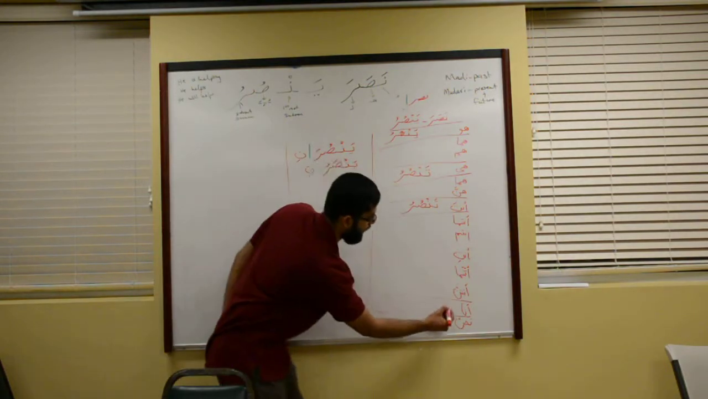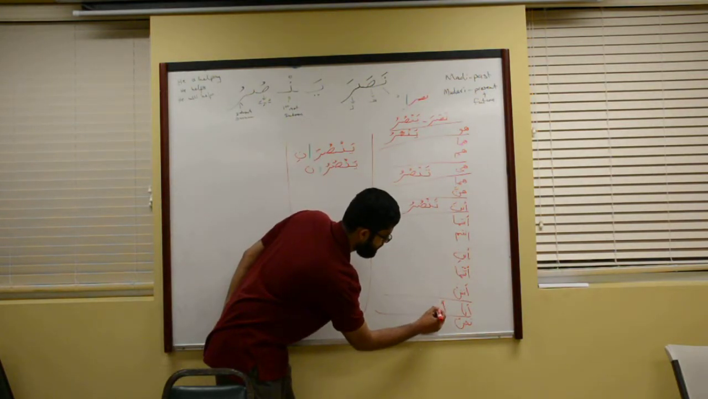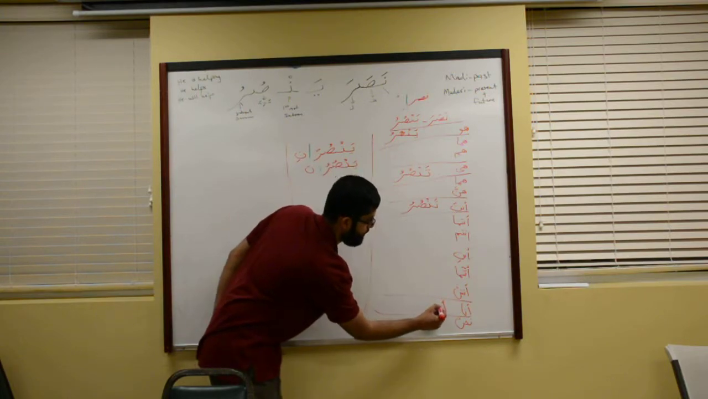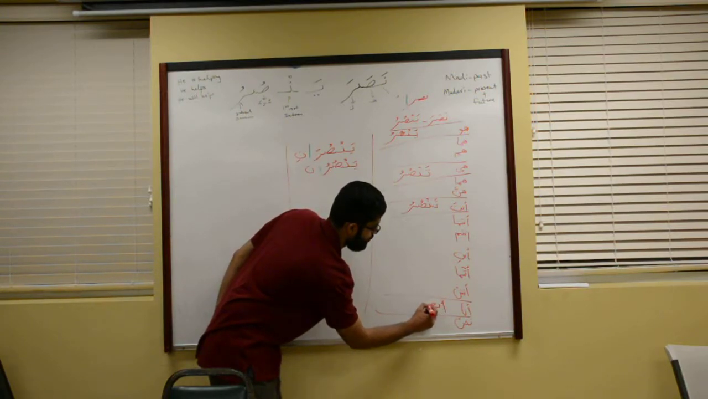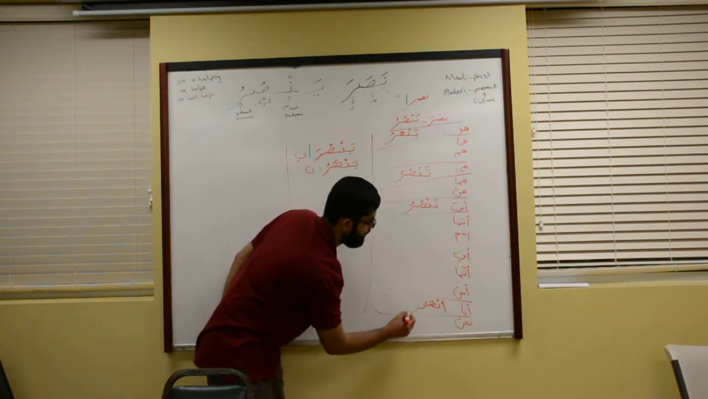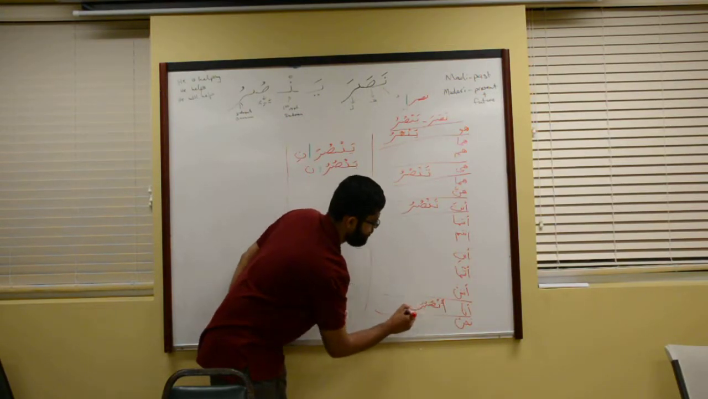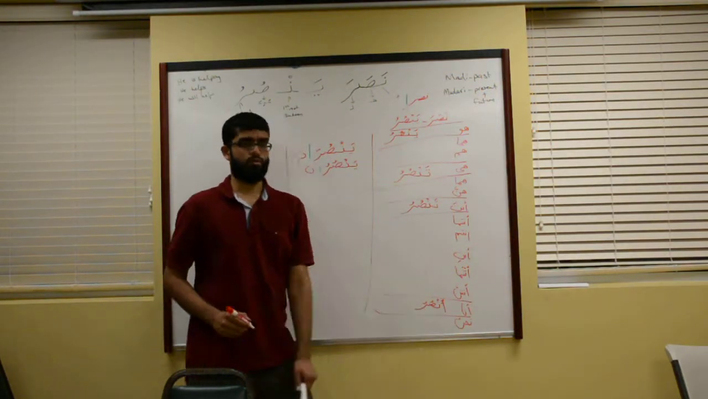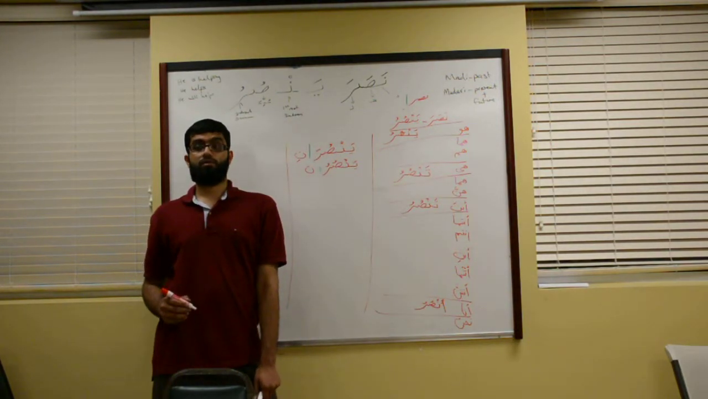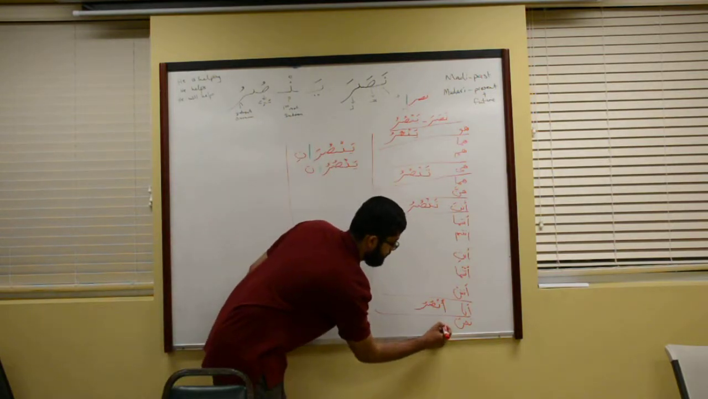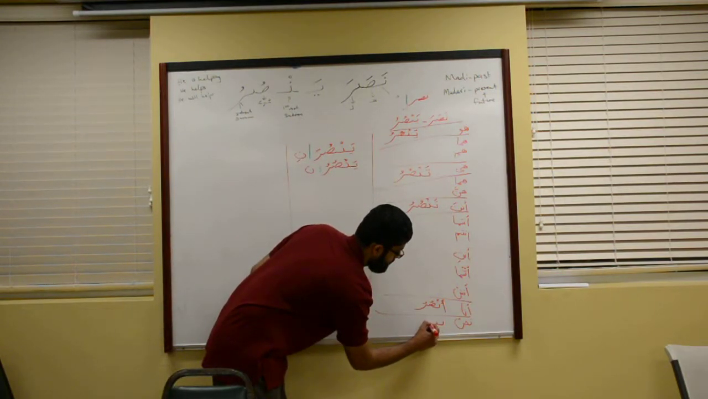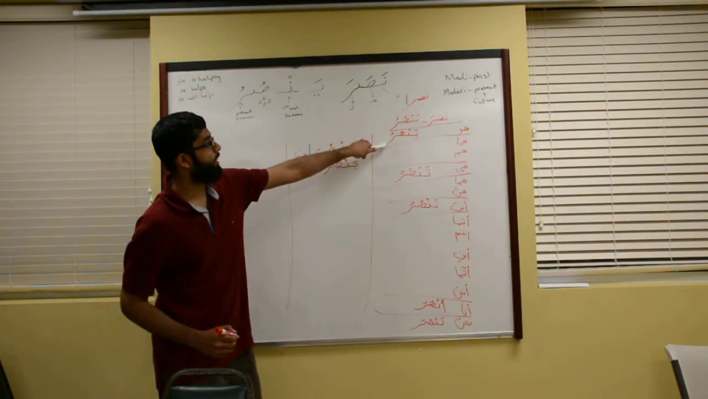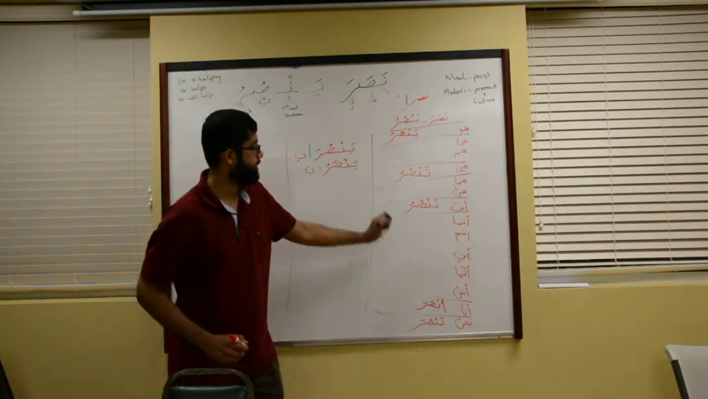Ana, anyone want to guess what it starts with? Ansuru. Alif, then noon with a sukun, sad with a dhamma, and ra with a dhamma, and the alif has a fatha. Ansuru. What do you think for nahnu? Nansuru. So there's two noons. Nansuru.